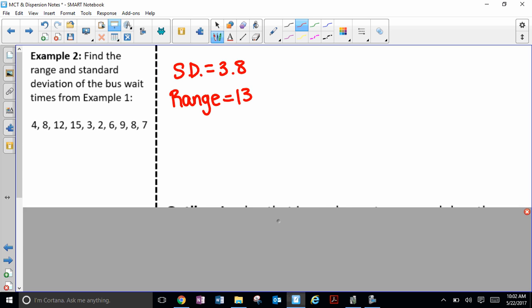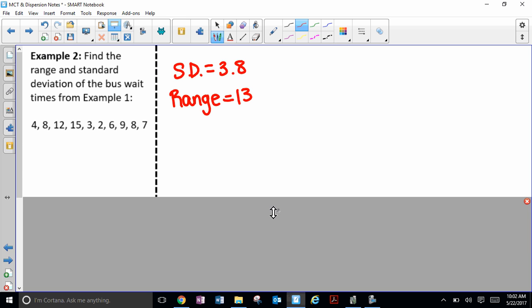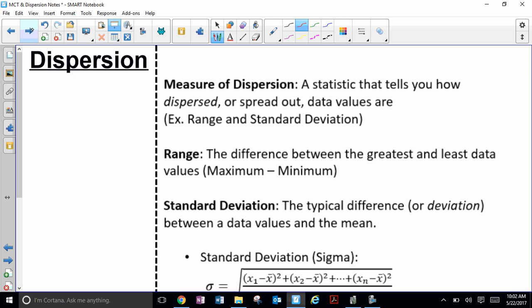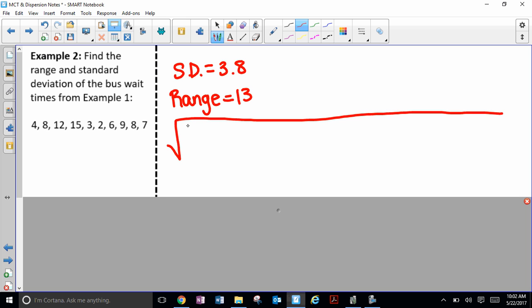Now, those of you without the graphing calculator, here is what you would have needed to do. You would have done the square root, long square root. And remember, our mean from earlier was 7.4. So you would do, in parentheses, this first 4 minus the mean, 7.4, and square it. Plus the next number, 8 minus 7.4, the mean, squared. Plus the next number, 12 minus 7.4, in parentheses, squared.